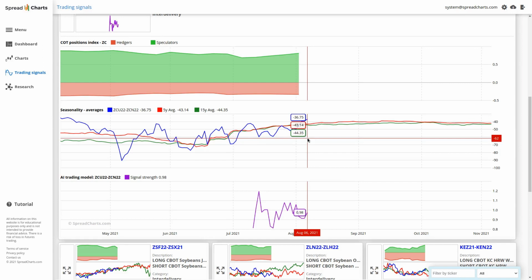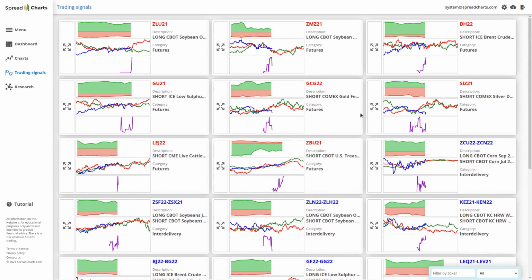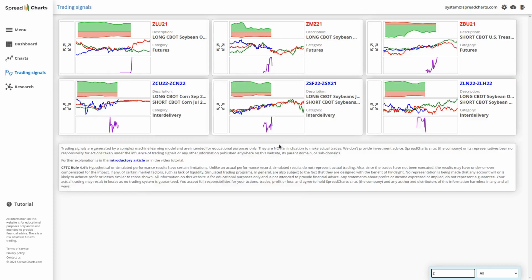Another essential detail is that there can be just one signal for each commodity in each category. You could already see it in our example with the soybean oil, because when I filter the signals for soybean oil, you can see there's just one signal for outright futures and one signal for inter-delivery spreads. There can be no more, and this is true for all the other commodities.